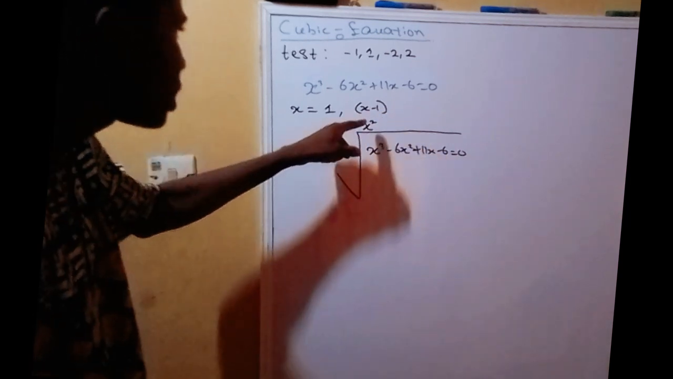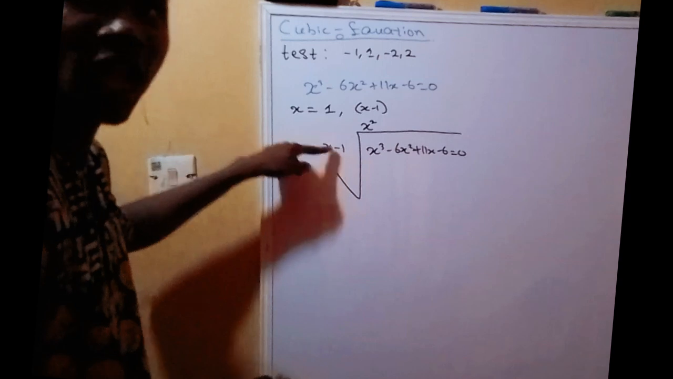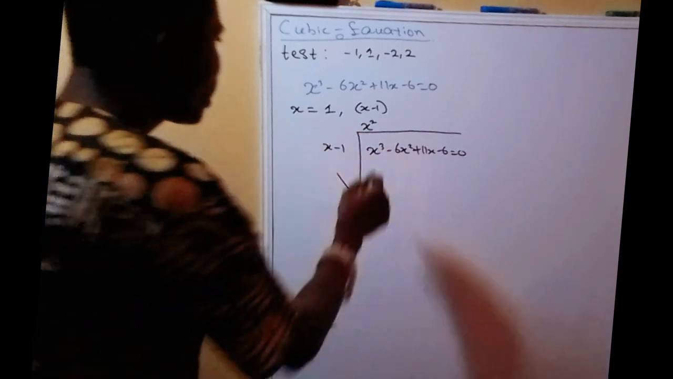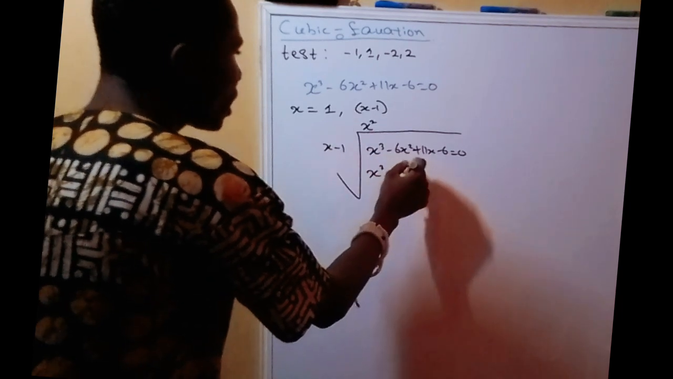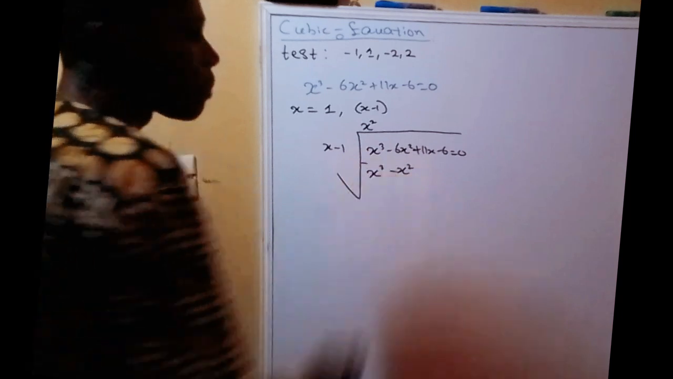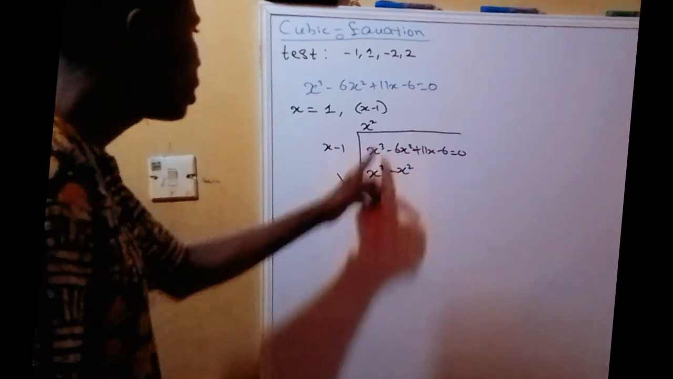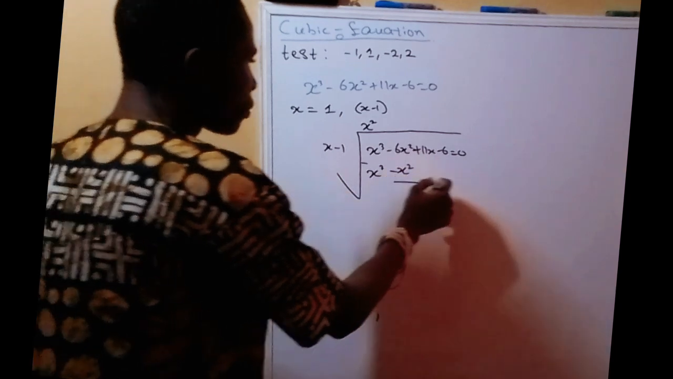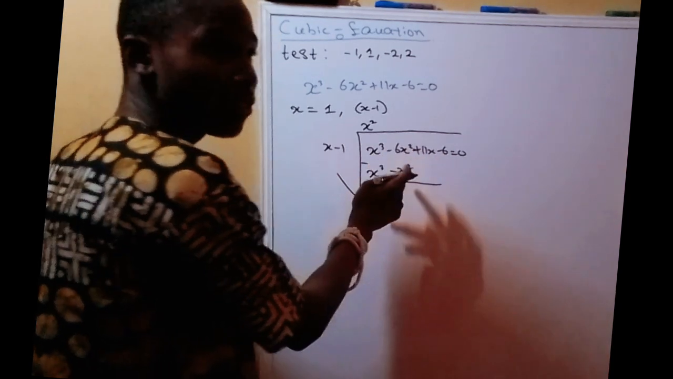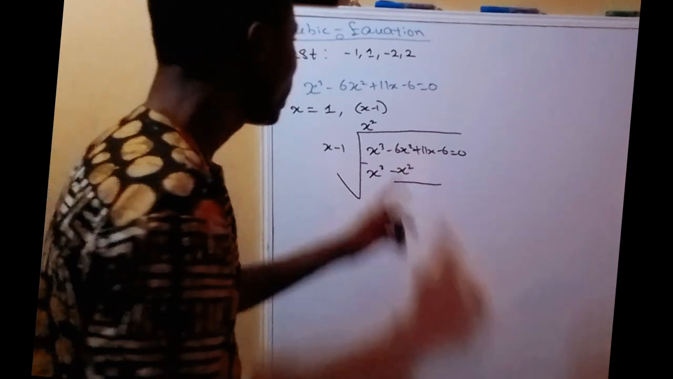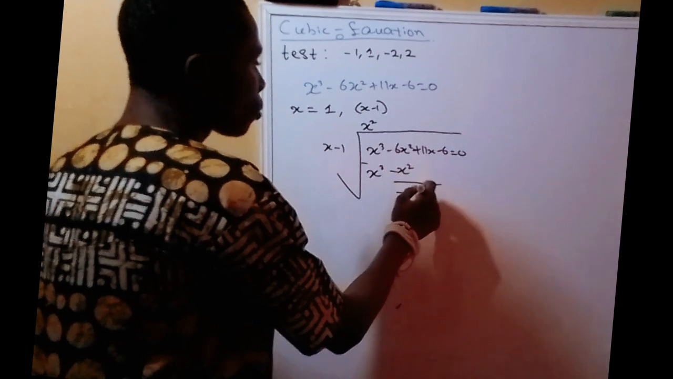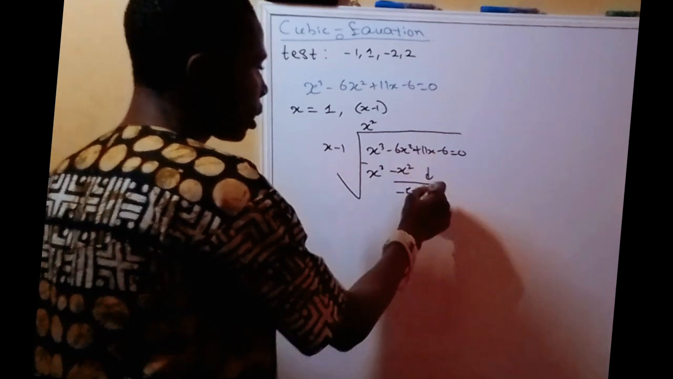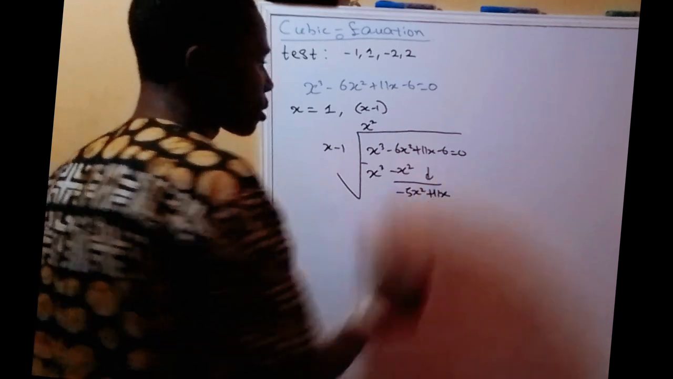Then you use this quotient to multiply everything outside here. x squared times x, you have x cubed. Then x squared times minus 1, you have minus x squared. Then what is our next step? You subtract. This gives us nothing, so that's out of the game. Minus times minus, you have plus. Then minus 6x squared plus x squared, you have minus 5x squared. Then this comes down. Yeah, that's the rule. Plus 11x.